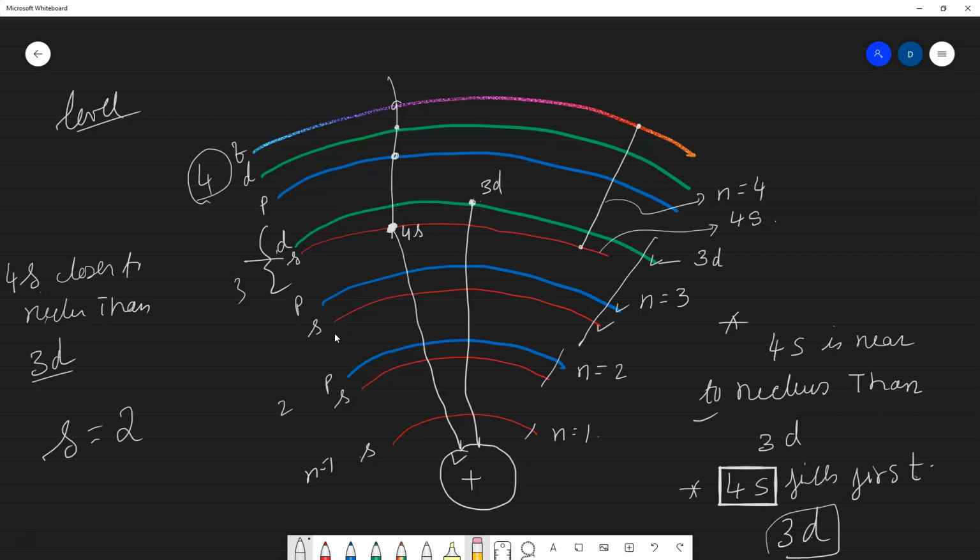Now take an example here. Take potassium. Potassium has got 19 electrons. So at GCSE level, you would have written 2, 8, 8, and this will be 1. So totally 19, isn't it? 2, 8, 8. That's what you write at GCSE level.